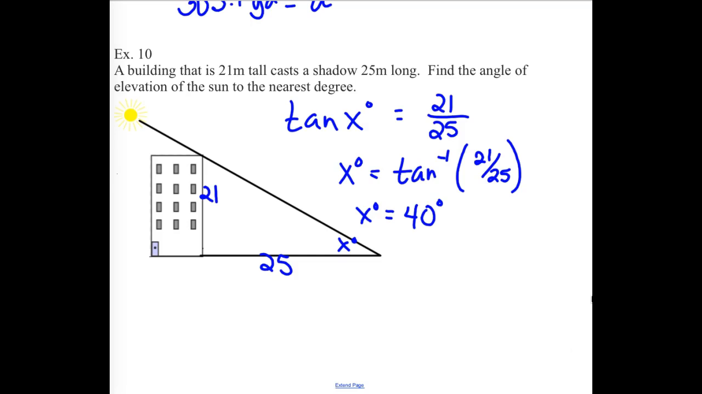So homework tonight, you have a white worksheet. Again, you are doing the circled questions on the white sheet.